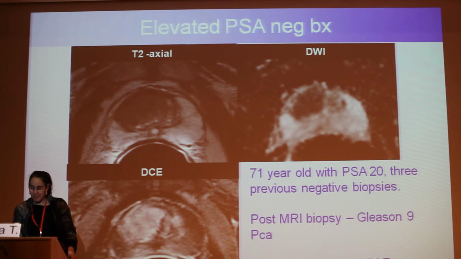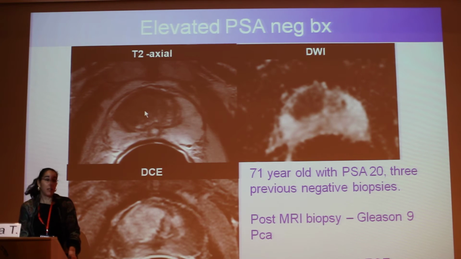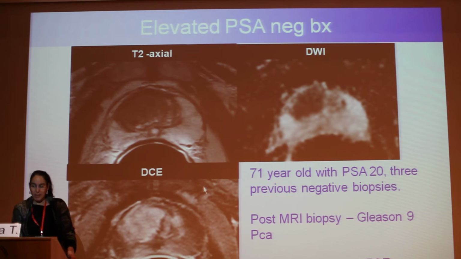Okay, so here's a case of a 71-year-old man with a PSA of 20 and 3 previous negative biopsies. He had a huge tumor in the central gland. It's an anterior tumor. If the biopsy sampled these areas here, they did not reach the tumor. And as we can see on multiparametric imaging, which is very, very important when we're looking for masses that were missed on biopsies, then we see that there's a homogeneous low signal intensity on T2.